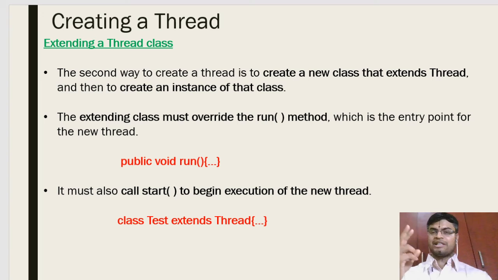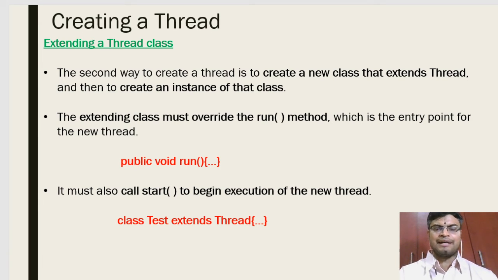So there are 2 to 3 steps involved in creating a thread when you talk about implementing the Runnable interface. But when you talk about creating a thread by extending the Thread class, there are only 2 steps involved. The first step is to create the function called run, in which you define what the thread is doing.